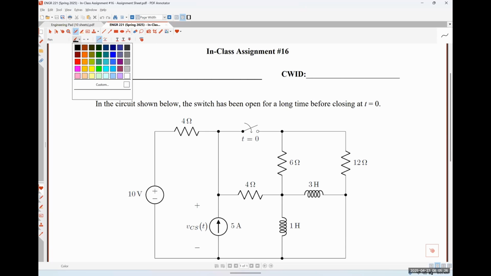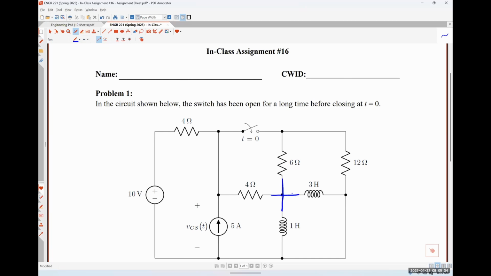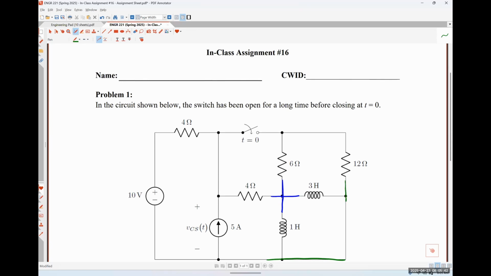So what I'm going to do just real quick is identify a couple of my nodes, just so I know exactly how and where I should be connecting that equivalent inductance. My inductors are both connected between this blue node and this green node. So I'm going to erase both of those inductors and then replace them with a single equivalent inductance.